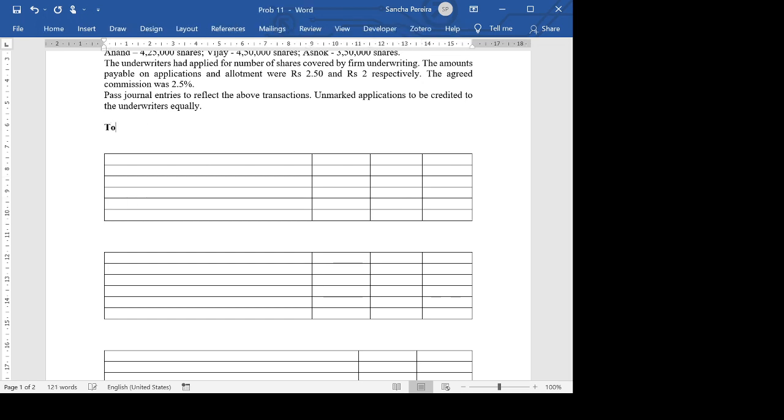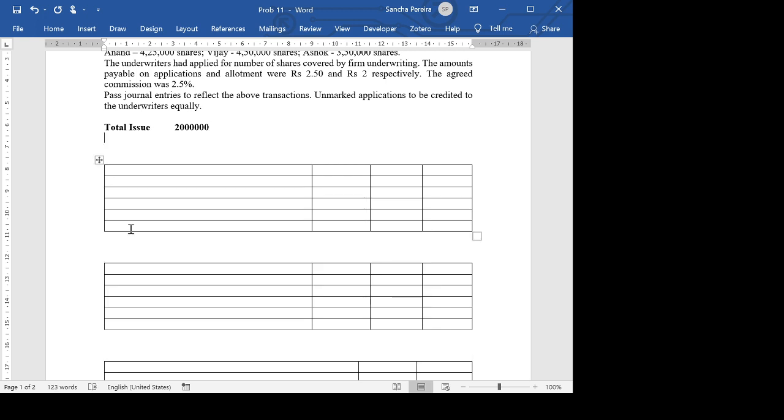The total issue is 20 lakhs. The total issue is 20 lakhs less reserved for promoters. Reserve for promoters is 5 lakhs.